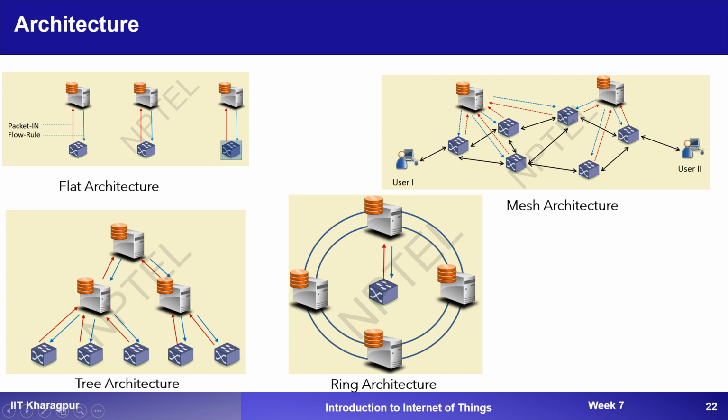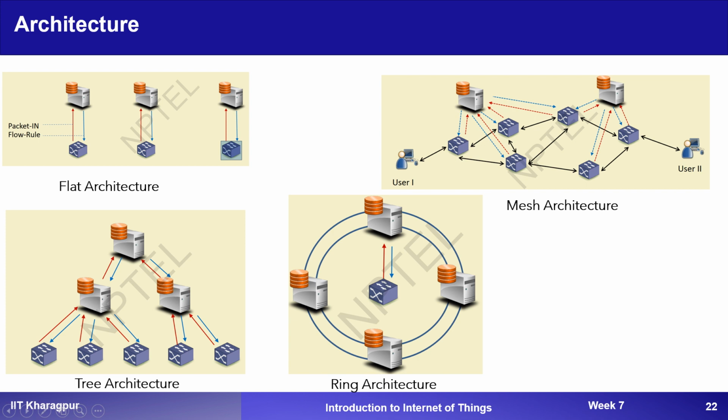Third one is your tree architecture. In case of your tree architecture, different switches are interconnected with one controller. The architecture is in the form of tree. So in this figure, as you can see, these three switches are interconnected with this controller. This controller is going to handle all the packets of these three, or all the rules of these three switches.